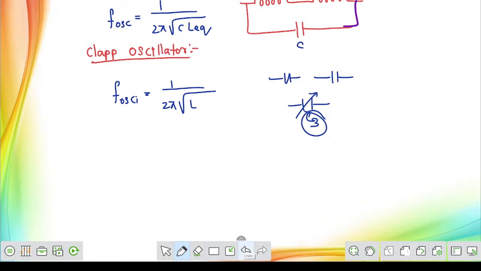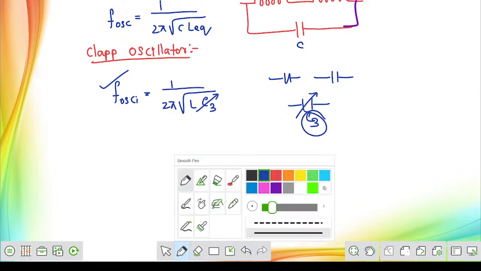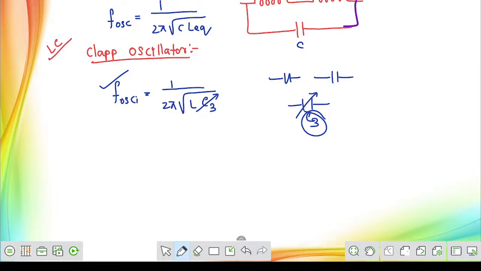Only one electrode will be given, with the C3 value given. Just with the help of the variable capacitor, you can calculate the value of the frequency of oscillation. I am repeating again, this is only for the Clapp oscillator. We are dealing with LC oscillator circuits.